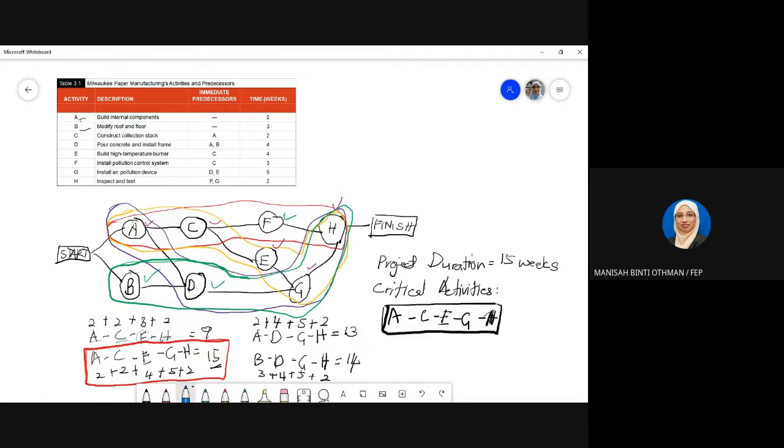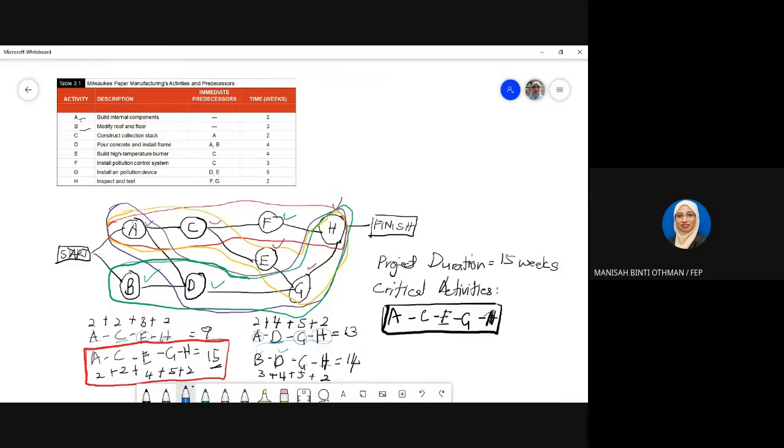Even though this path can be delayed, you still cannot delay or postpone a critical activity. So this activity you can delay about 3 weeks. A is a critical activity, G is critical, and H is critical. So you can delay D about 2 weeks only. For B, D, G, H, you can delay 1 week. G and H are critical, so you can delay either B or D only 1 week.